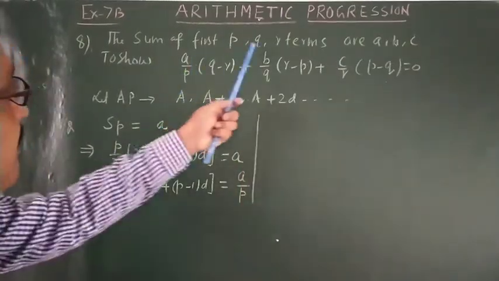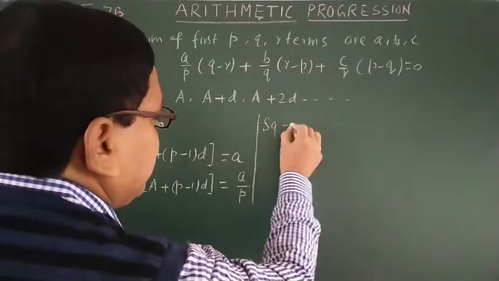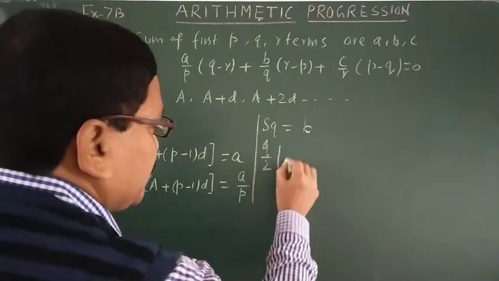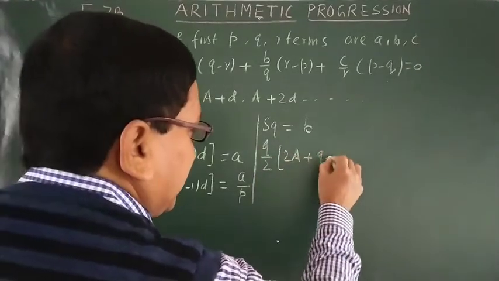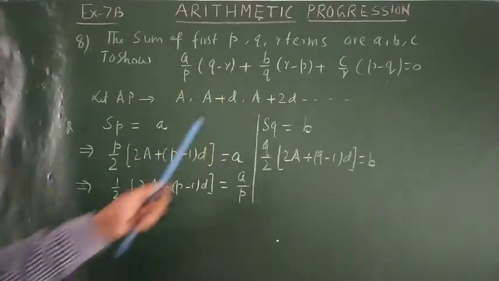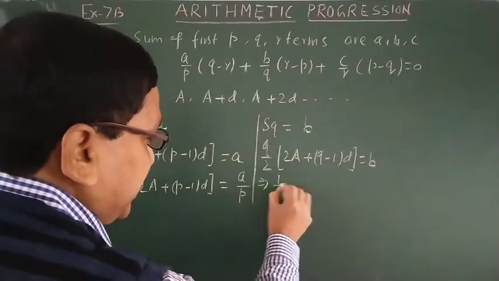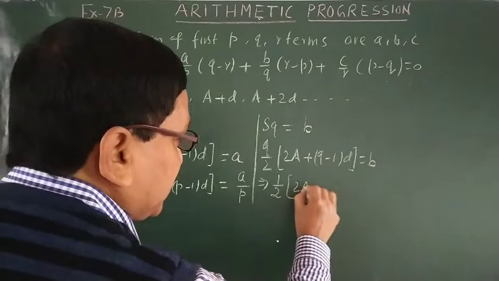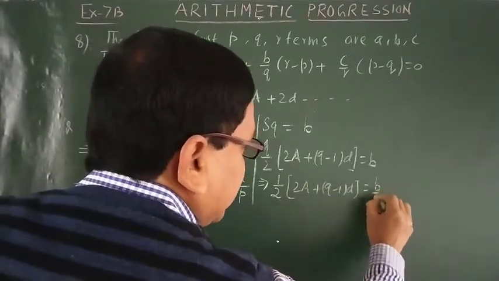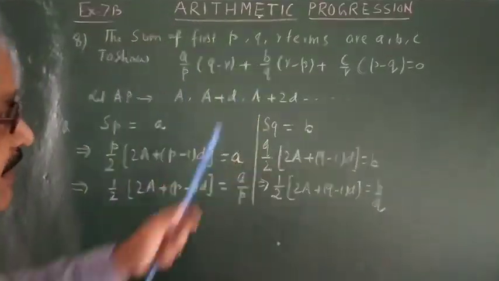Similarly, we have got Sq is equal to b. Sq is equal to q by 2 (2 capital A plus (q minus 1)D), and this is equal to b. So we need b by q. So this is half. q is transferred to that side. Half of (2A plus (q minus 1)D) is equal to b by q. So b by q is ready, a by p is ready, b by q is ready.